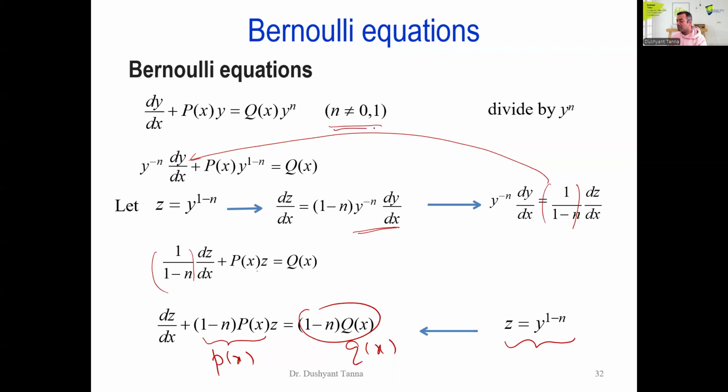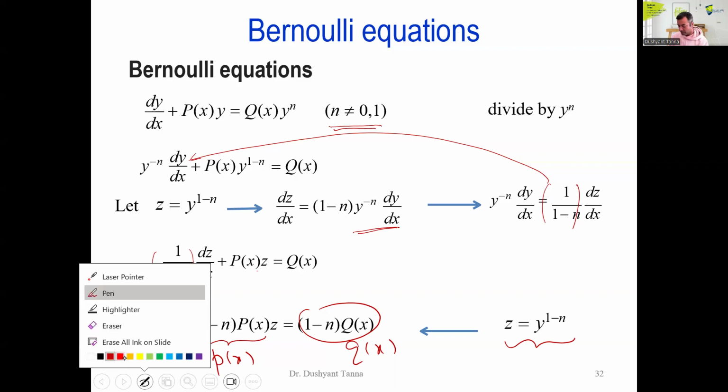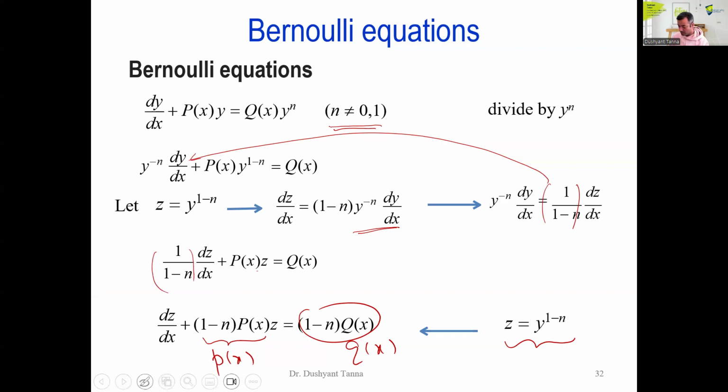How is it connected? We are saying n is not 0 or 1. What happens if n is 0? It will be the standard linear ODE that we are seeing. I'll write it here. If n is 0, it is inhomogeneous, which we have seen. If n is 1, that becomes the homogeneous differential equation, which we just saw. And n greater than 1 is the part here.